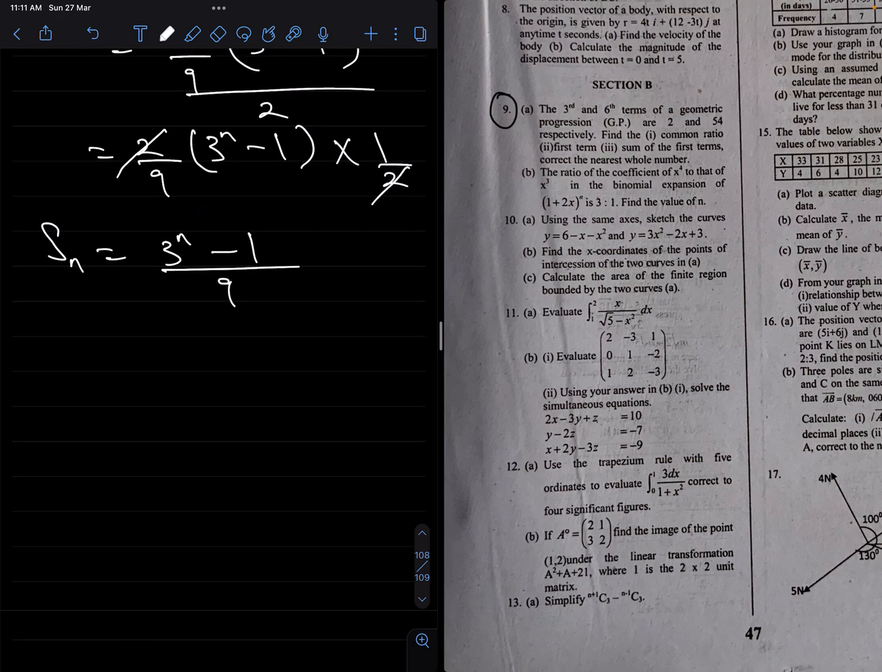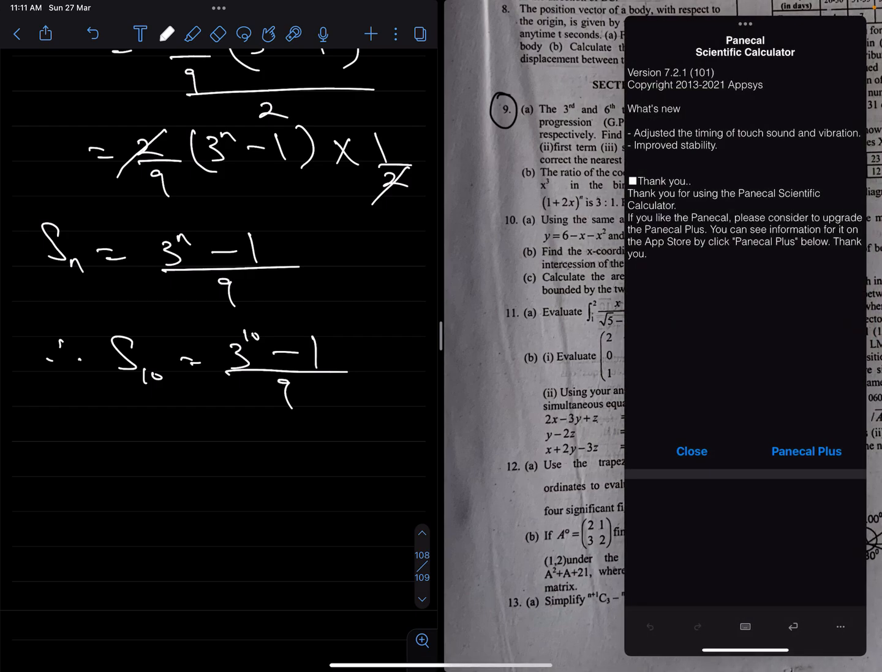So that means S10 is what? S10 is 3 raised to power 10 minus 1 over 3 minus 1, which is 3 raised to power 10 minus 1 over 9. I hope you know how to do that. Let me see. You do yours and then I check it.